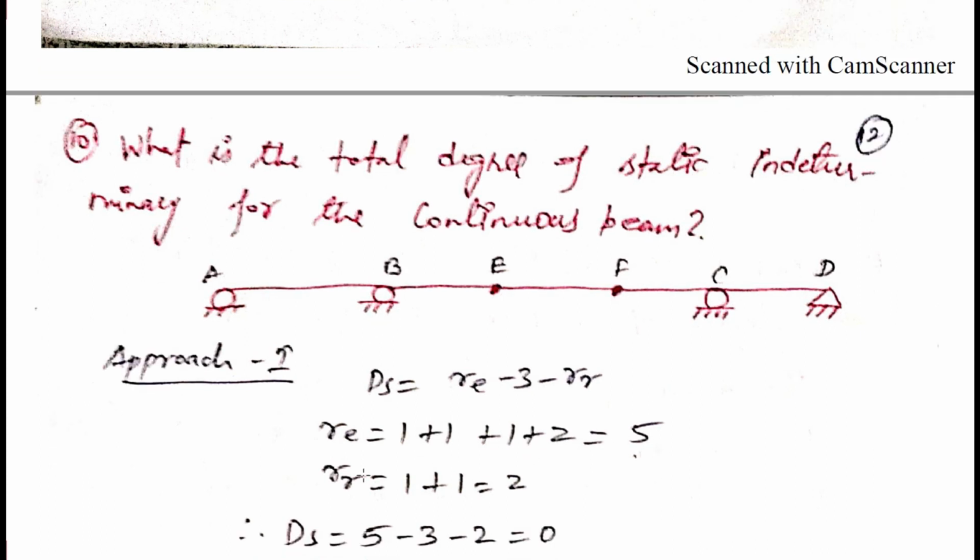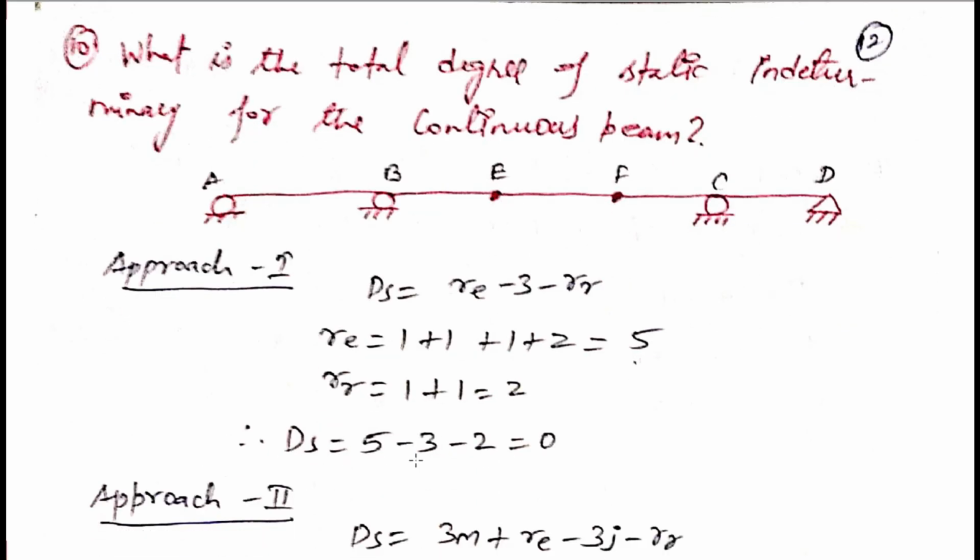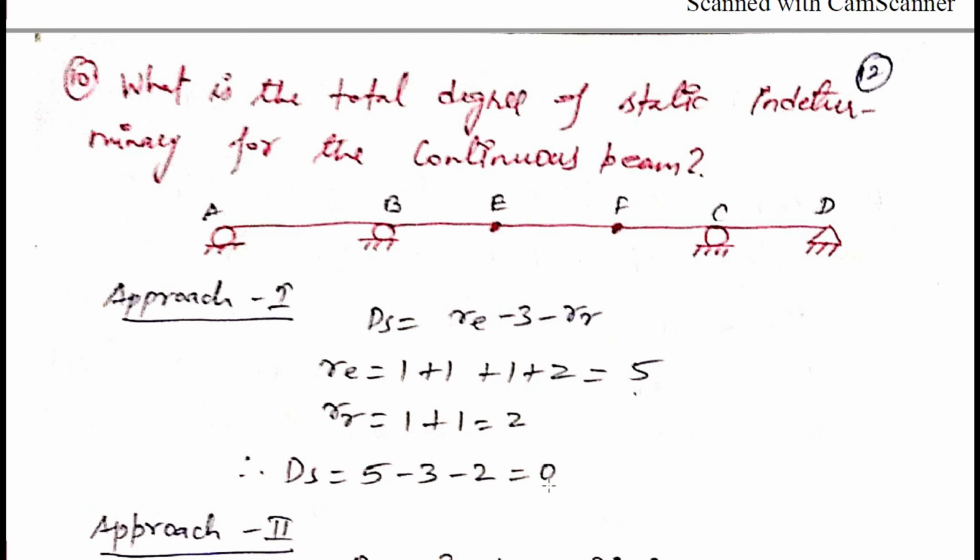So RE is 5 here. RR value can be found for this internal hinge as summation of M dash minus 1, that is 1 member, 2 members, 2 minus 1 is 1. And for this part, 1 member, 2 members, 2 minus 1 is 1. So 1 plus 1 is 2. So RR value is equal to 2 here. And DS can be found as 5 minus 3 minus 2 is equal to 0.